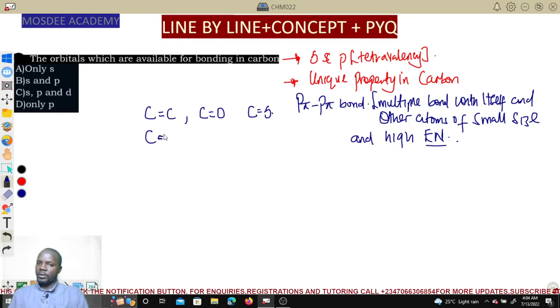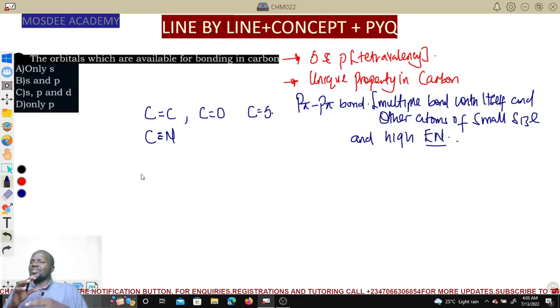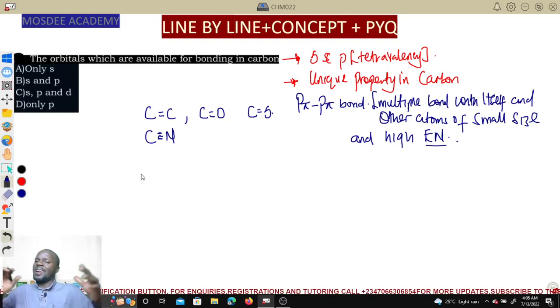And when you have nitrogen, you expect the same. I'm not going into that. So that is carbon forming a P-pi-P-pi bond within itself. And this P-pi-P-pi bond is not present in other members of the group because they have large atomic size. Only carbon has this unique property. I hope you are with me.